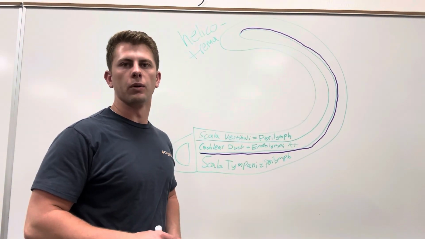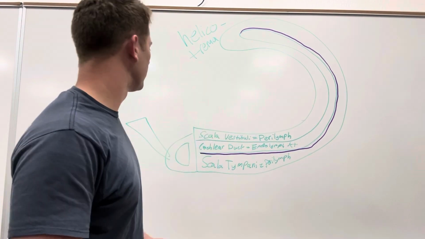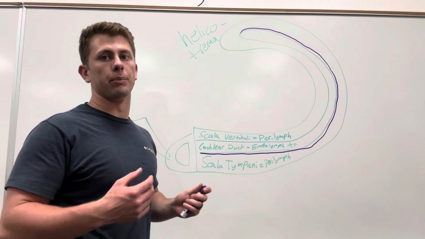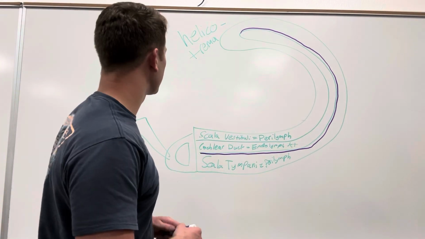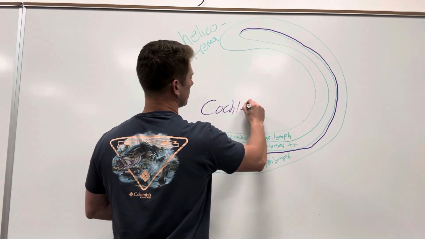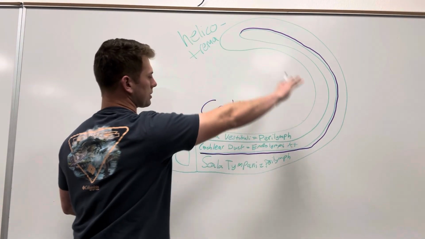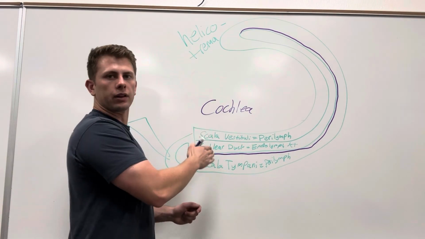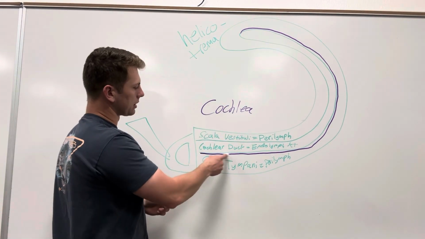All right, so we're gonna talk more about the inner ear. The inner ear is basically made up of what they call a bony labyrinth, but we're going to mostly talk about this cochlea. So this whole thing is the cochlea. And we have 3 different layers. Well, I guess technically 4.